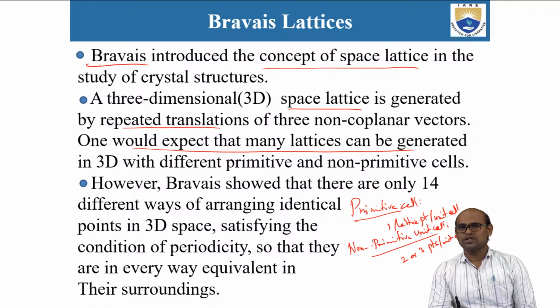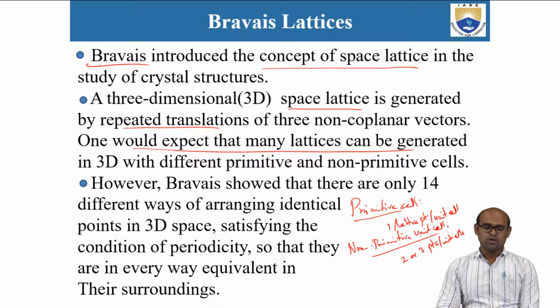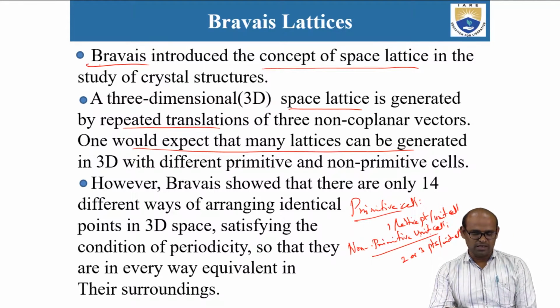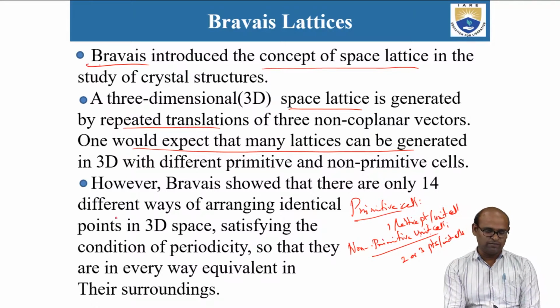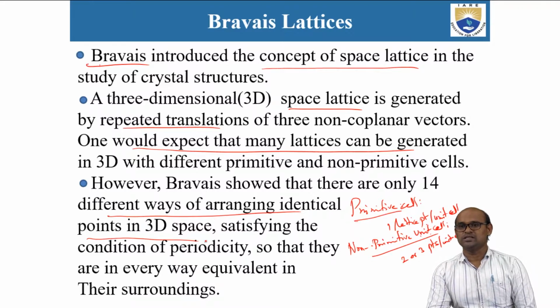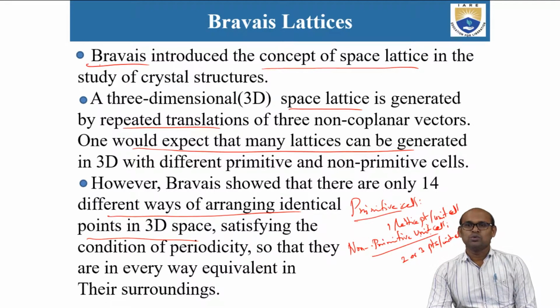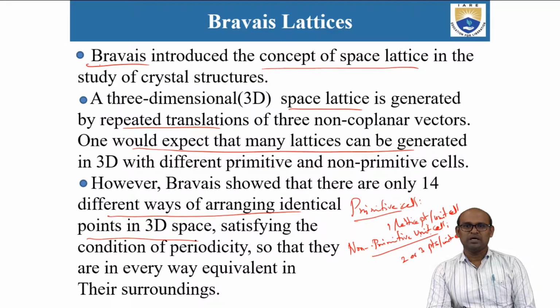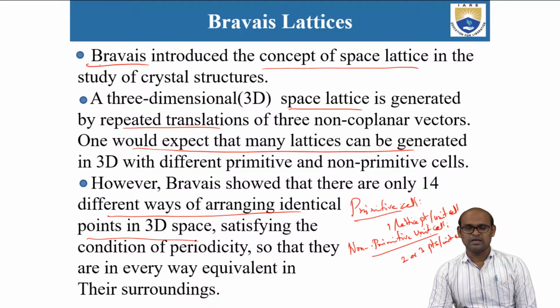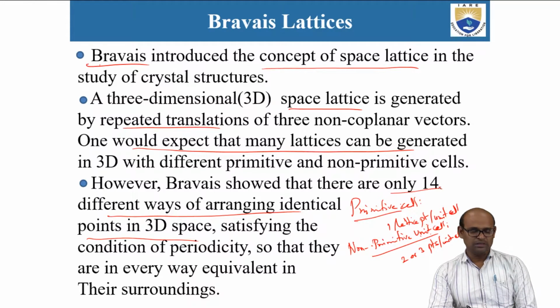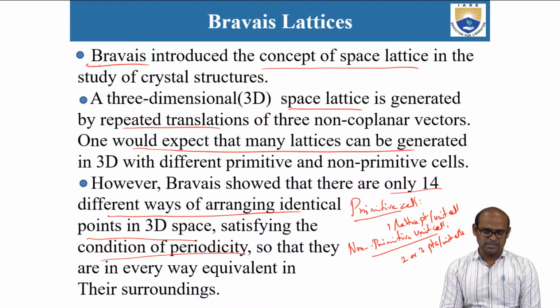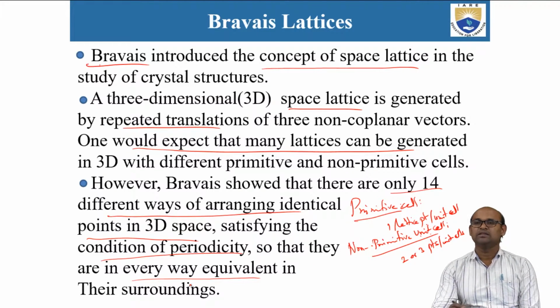So using repeated translations and primitive and non-primitive unit cells, one would expect that we can generate so many lattices, but that is not possible. Bravais showed that there are only 14 different ways of arranging identical points in 3D space. So your imagination is not correct: you cannot generate so many lattices with repeated translations and primitive and non-primitive unit cells. You can generate only 14 types of lattices in 3 dimensions, satisfying the condition of periodicity, so that they are in every way equivalent in their surroundings.